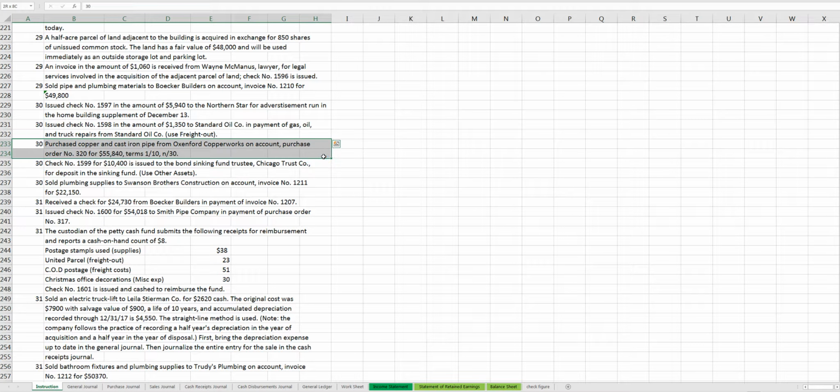Next, we have purchased copper and cast pipe from a vendor on account. So it's purchased on account. We have accounts payable. Purchase order total amount 55,840, terms 1/10, n/30. Okay, this is a typical sales term. So this is obviously a purchase journal entry.